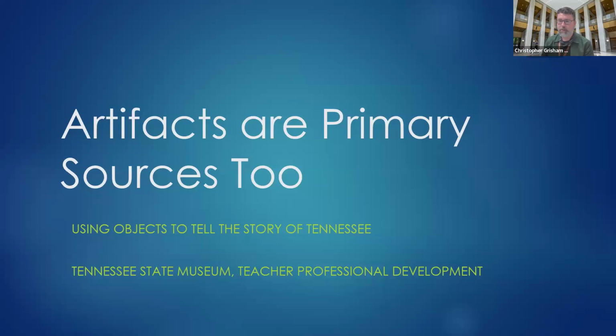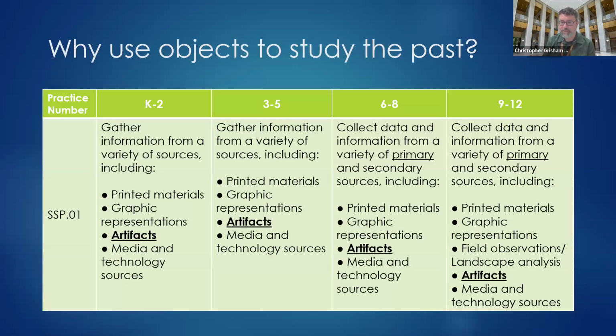Excellent. So one of the big things is, first of all, artifacts are primary sources too. We like to say that, being in a museum that deals with 3D objects and artifacts, it's not just written things, it's not just pictures, but artifacts get to be those primary sources as well. And one of the reasons that you could use these is they hit the SSPs. If you're in Tennessee, they are definitely in every grade level when it talks about gathering information from a primary source. Artifacts are listed as one of those. So it's definitely in there. And they're part of a mix. You want to use as many different primary sources as you can.